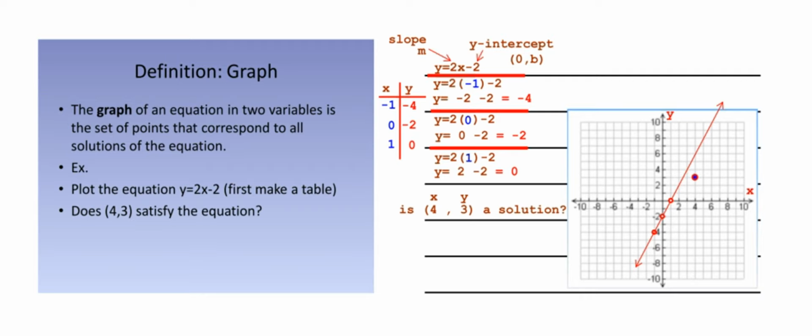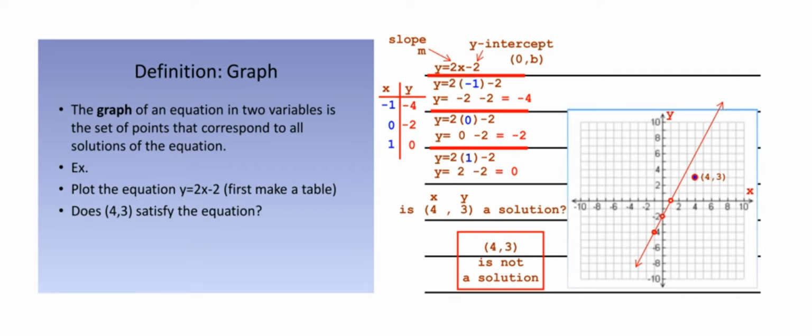Does it land on our graph in this case? No, it doesn't land on our graph. So would you say (4, 3) is a solution of this equation? You got it. It's definitely not a solution. (4, 3) is not a solution in this case. It does not land on our graph.